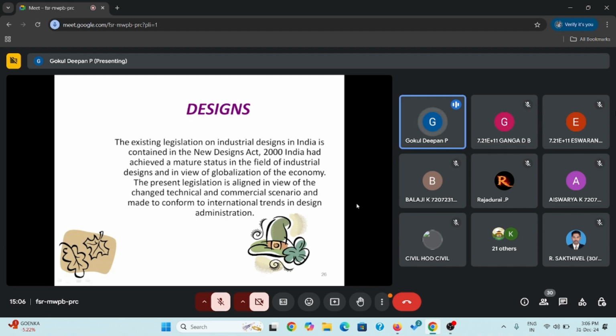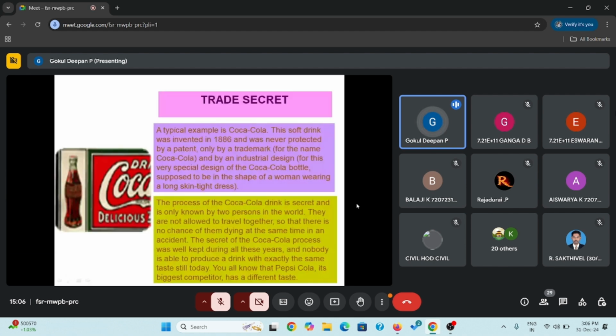The next thing is trade secret, which is confidential information. Whenever we come to this topic, automatically we think of Coca-Cola. The typical example of a trade secret is Coca-Cola. The soft drink was invented in 1886 and was never protected by a patent, only by a trademark. So it is not protected as a patent. It is protected only by a trademark, secrecy, and an industrial design.